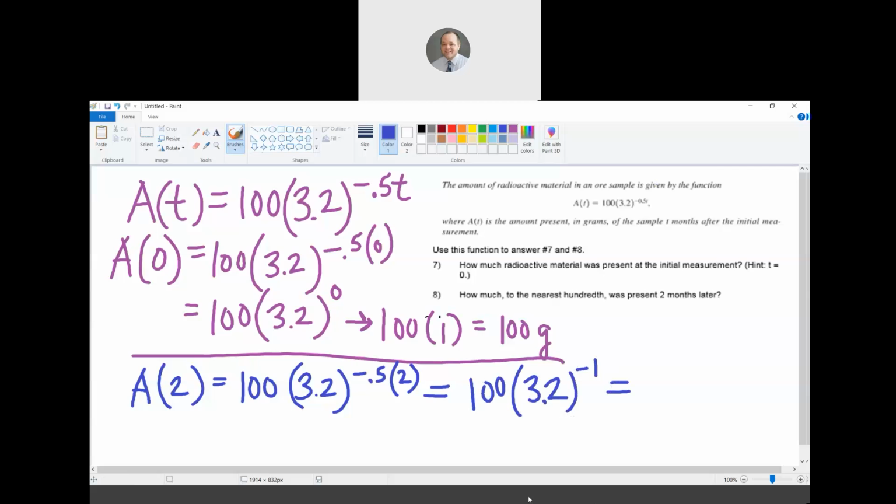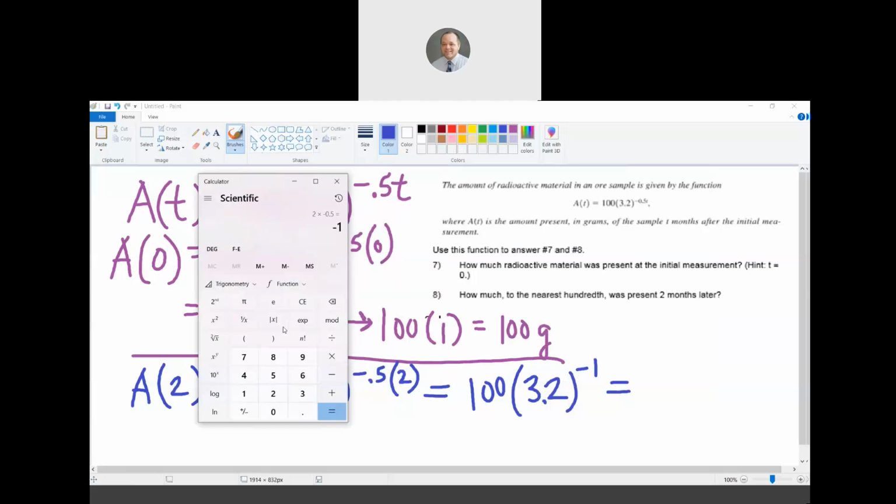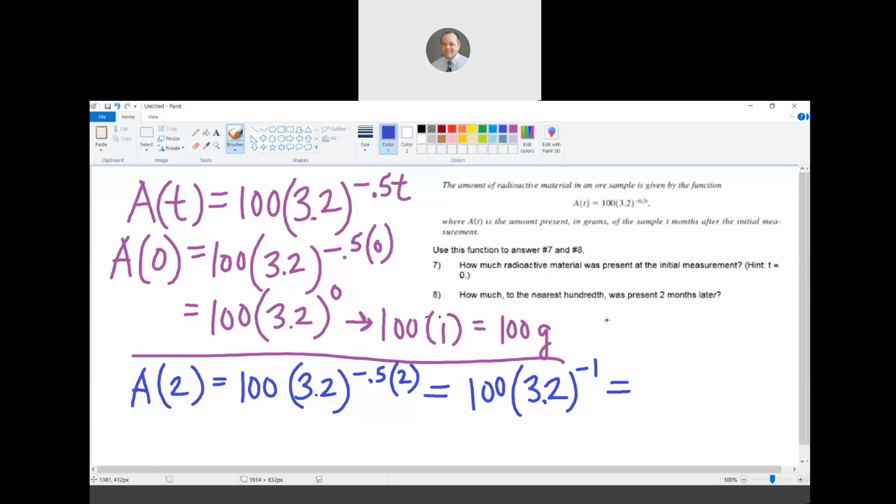Now let's finish figuring this out. 3.2, and there's my exponent key to the -1 power. And then finally multiply that by 100. And no need to round here because the 5 is in the hundreds place. So 2 months later, there will be 31.25 grams of our sample left.